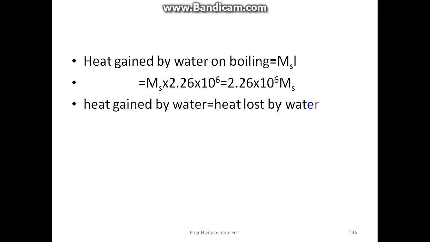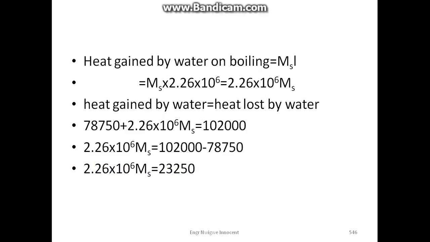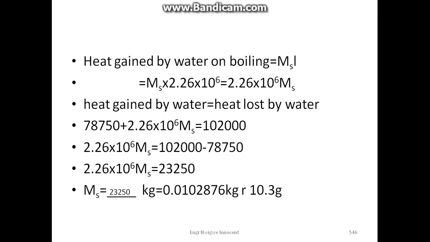Heat gained by water equals heat lost by copper. 78,750 plus 2.26 times 10 raised to power 6 ms is equal to 102,000. 2.26 times 10 raised to power 6 ms is equal to 102,000 minus 78,750, which is 23,250. ms is equal to 23,250 over 2.26 times 10 raised to power 6, which is equal to 0.010286 kilogram, or 10.3 grams.